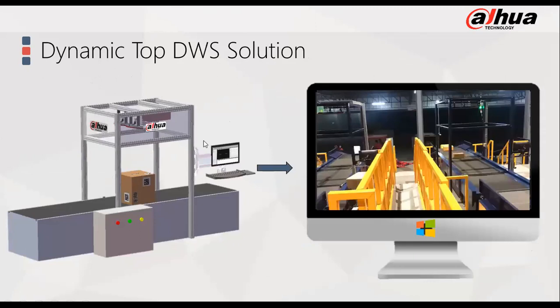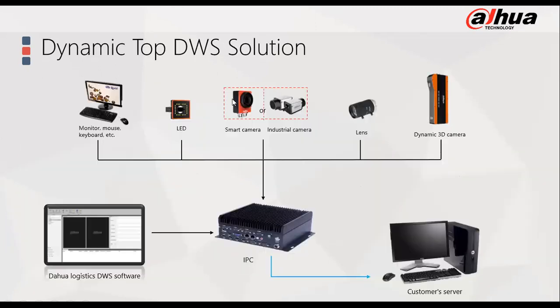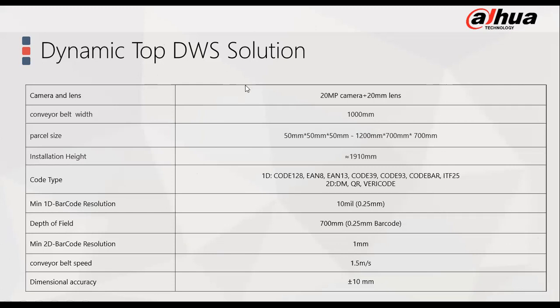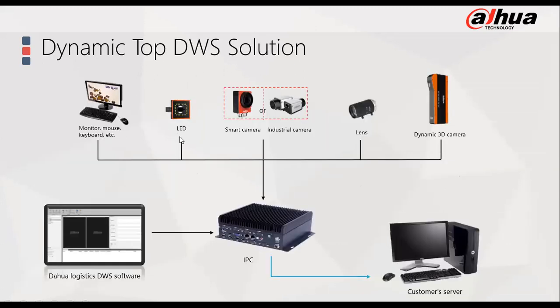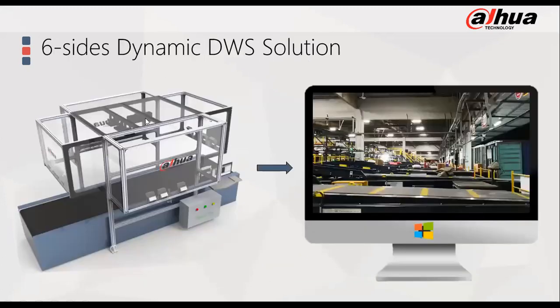For the dynamic DWS solution, I think some of these products are familiar to those of us who have worked with logistics companies. For the dynamic top scanning solution, we have, of course, the computer side. We have other products like LED. We have smart cameras to identify the products and the barcodes. We have the lens side and dynamic 3D cameras to take the overall picture of the vehicle or product. Other products include even the 6-sided dynamic DWS solution.